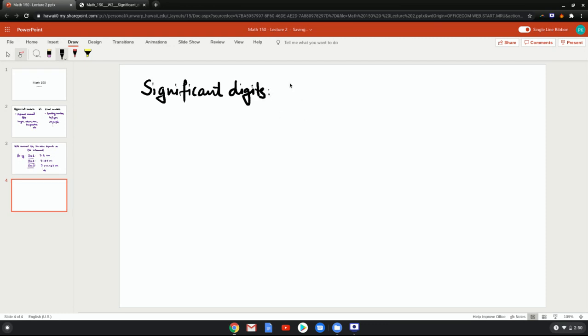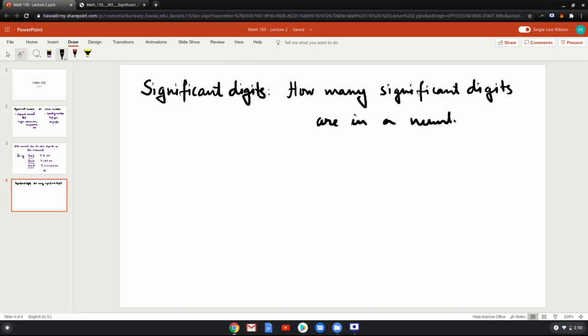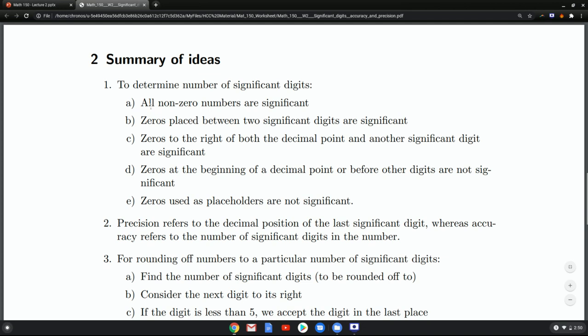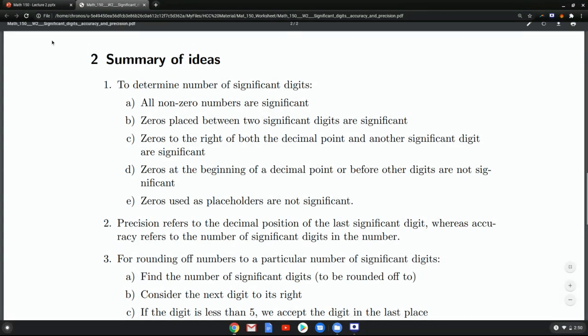Okay, and we are going to learn how to find out how many significant digits are in a number. To do that, you have this worksheet number 2, and there are these 5 rules which you can use. All non-zero numbers are significant. Zeros placed between 2 significant digits are significant. Zeros to the right of both decimal point and another significant digit are significant. Zeros at the beginning of a decimal point or before digits are not significant. And zeros used as placeholders are not significant.